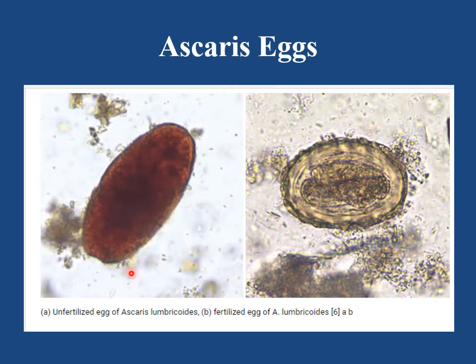These are the eggs of Ascaris. The first one is an unfertilized egg and the second one is a fertilized egg. So how to differentiate these eggs? These eggs can be given to you in your stool sample, so you have to observe them under the microscope, then differentiate them.